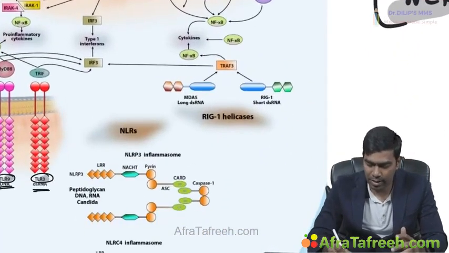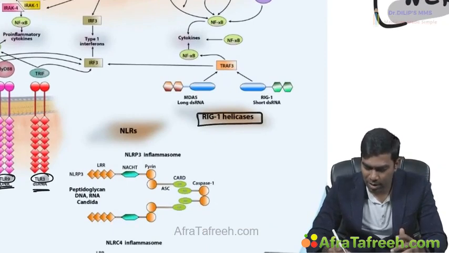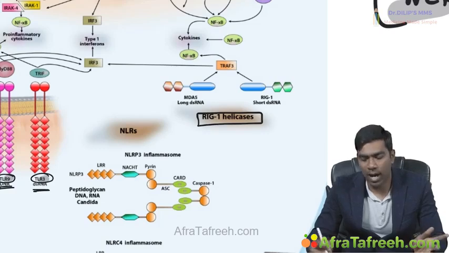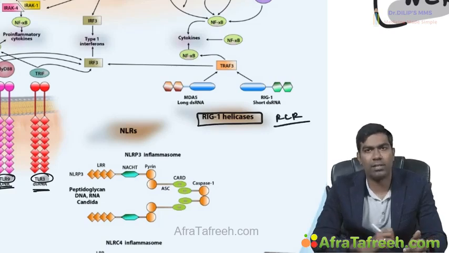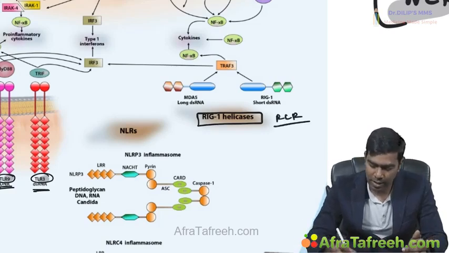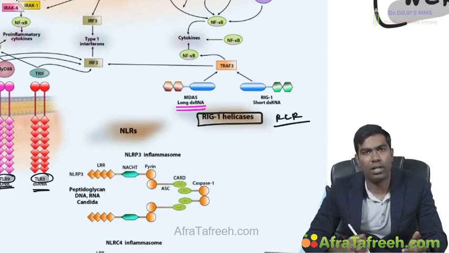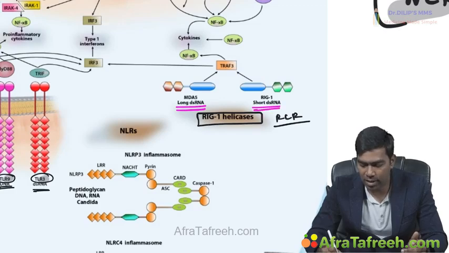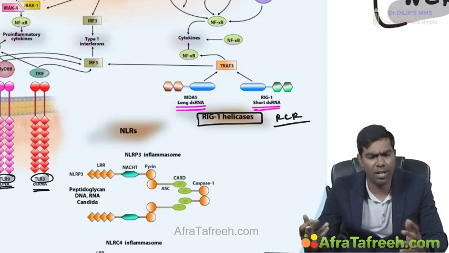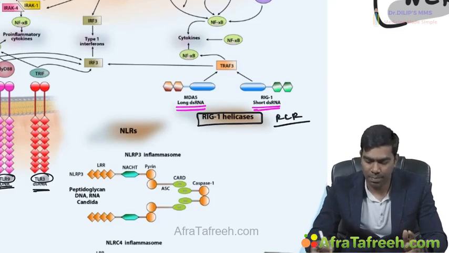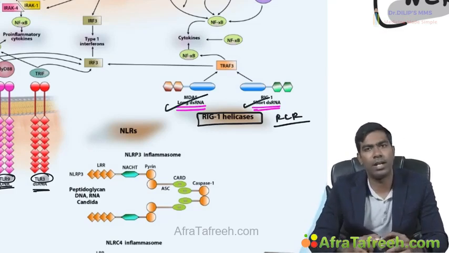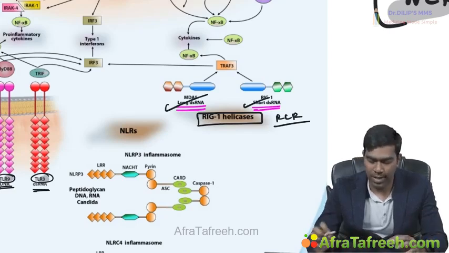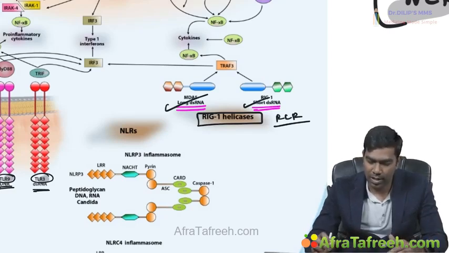And come to the Rig-like receptors. Rig1 helicases are always called RLRs, Rig-like receptors. What they are going to recognize is the long strand dsRNA and the short strand dsRNA, which could be coming from the bacteria, very importantly from the virus, but it comes from the bacteria also. So short double-stranded and long double-stranded RNA. These are what we call Rig-like receptors.